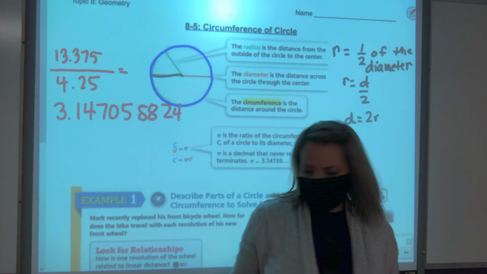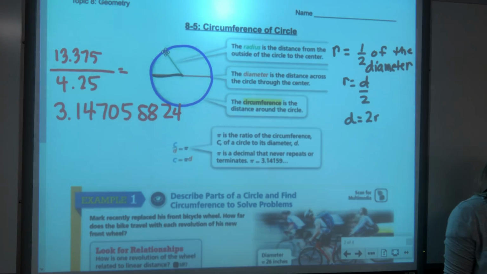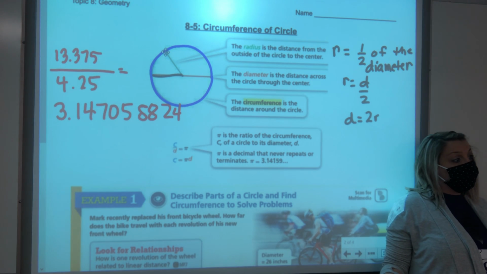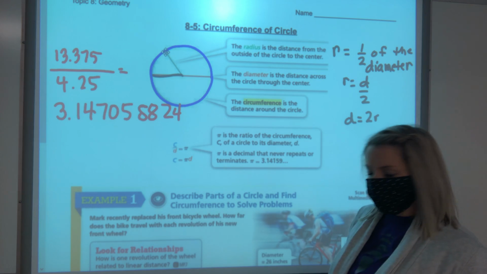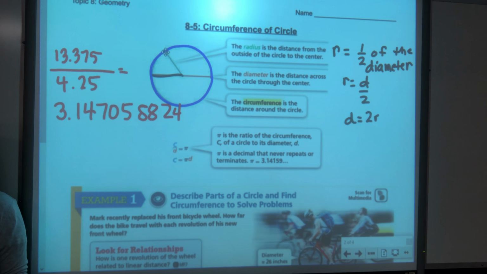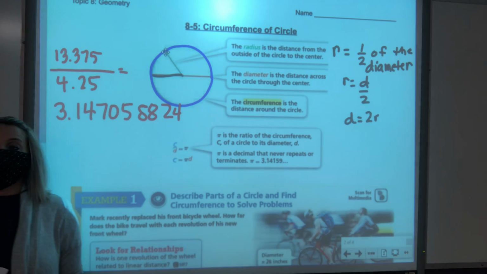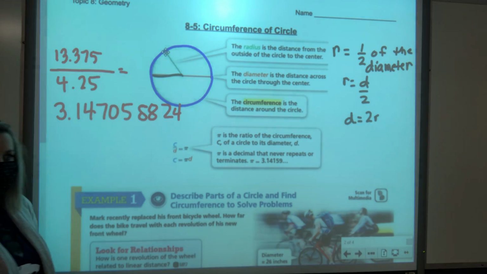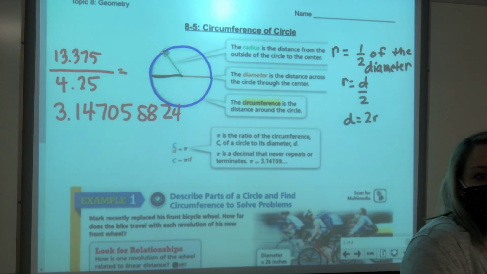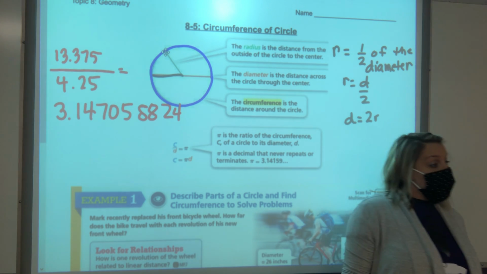What do you notice about that number? Not repeating? Okay, it's not repeating, so we know it's what kind of number if it's not repeating? What's that word? Starts with an I. Independent? Nope. Irrational number. What other kind of number is irrational? Like the most famous irrational number. Pi.